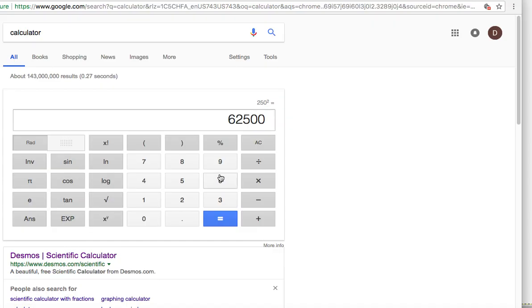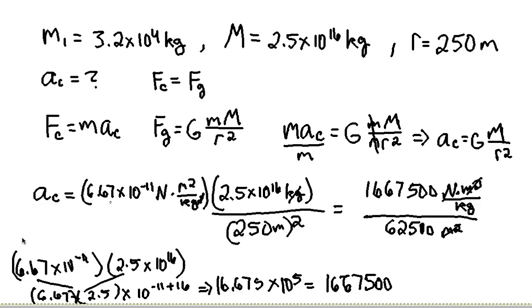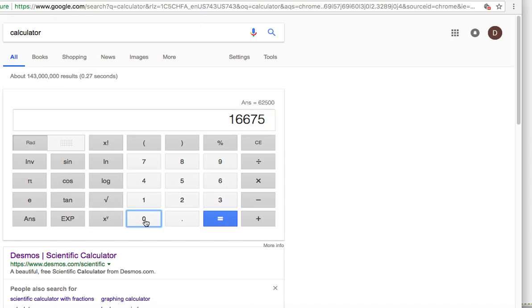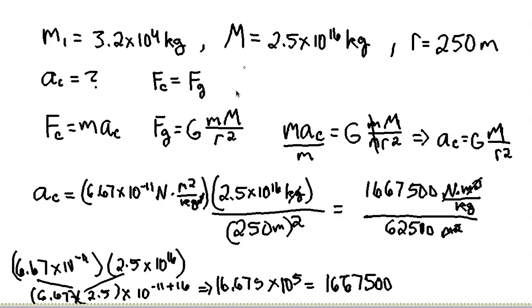All right, 1,666,500 divided by, and then I can just put my answer in then, and I get 26.68. All right, so down here, 26.68, and then a Newton divided by a kilogram. Well, a Newton is a kilogram times a meter per second squared, so this cancels out with those kilograms, and you're left with a meter per second squared.